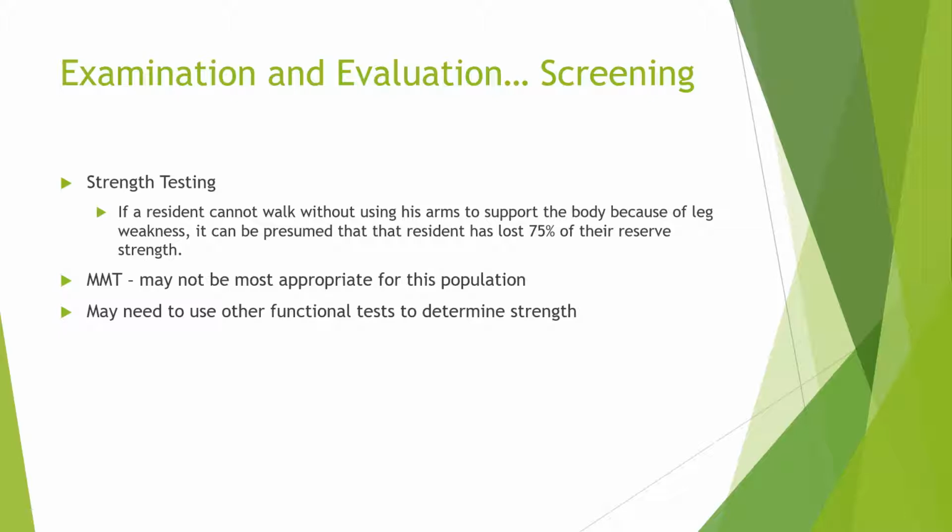Continuing our screen and evaluating the patient. Again, we talked about the strength testing, and maybe that is appropriate. Maybe it's not most appropriate for this population. But if a resident cannot walk without using his arms to support the body because of some sort of lower body weakness, it can be presumed that the resident has lost 75% of their reserve strength. And so this is where it might be necessary to use functional tests to determine the patient's strength versus just manual muscle test.